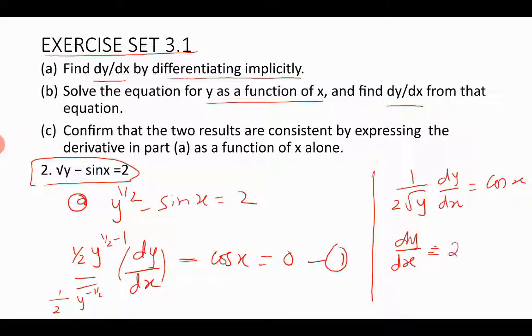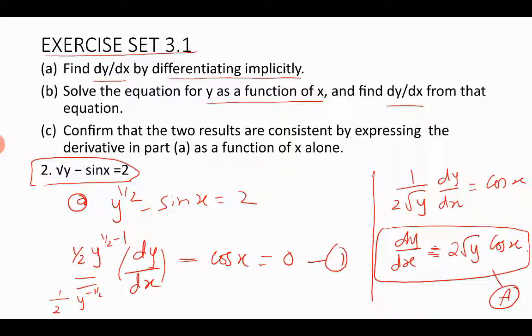Multiply this one: 2 times root y into cosine x. And if you know the value of the function y, from this we can get root y, and let this be our result a. If we don't know what y is, we can keep it here as a, and then we can check with the other answer, isn't it? Okay, let's go. Remember this answer a, and we will compare it with the second result b. Okay, note down this one.